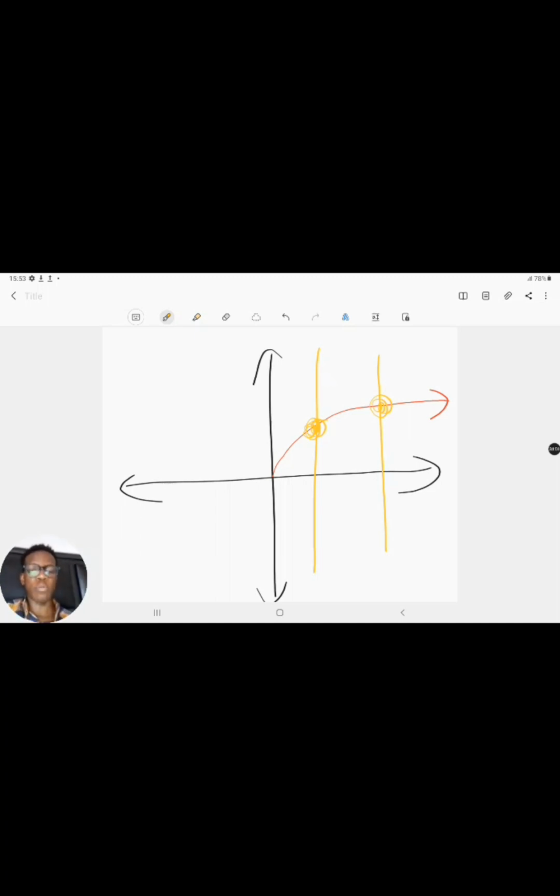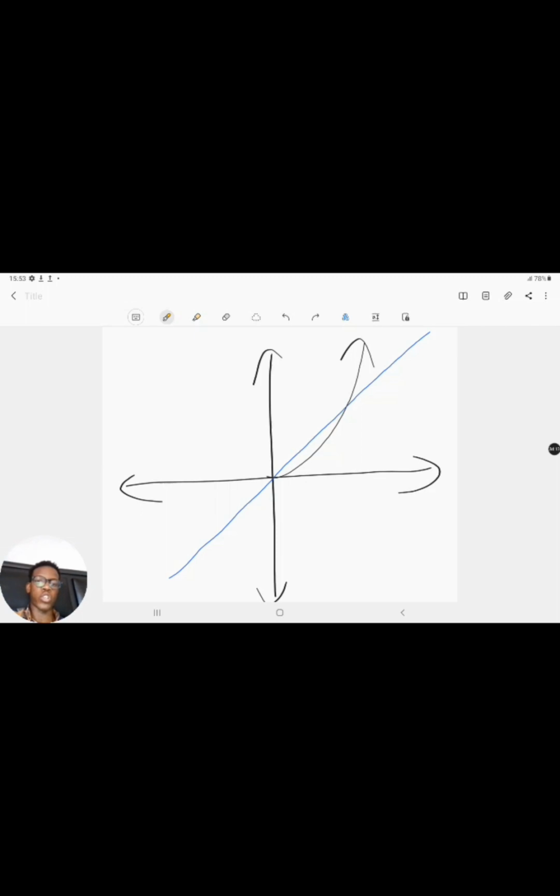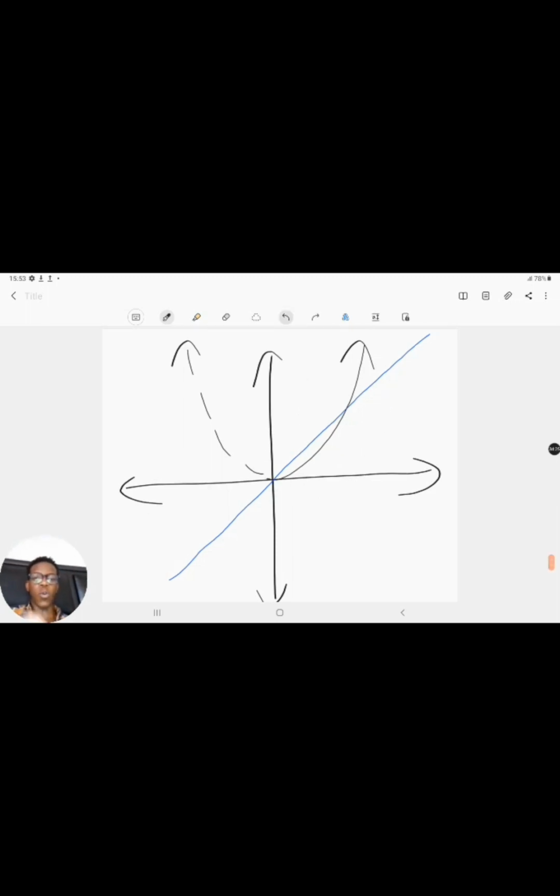But in order for me to make this a function, what did I have to do? I had to choose a portion to reflect. Now let's go back to what I had here. Remember, I chose this portion to reflect, but we know that the graph in reality looks like that. I only chose this portion to reflect, so I restricted my domain. Remember, my domain are my x values. So I put a limitation on my x values so that I could do what I wanted to do.